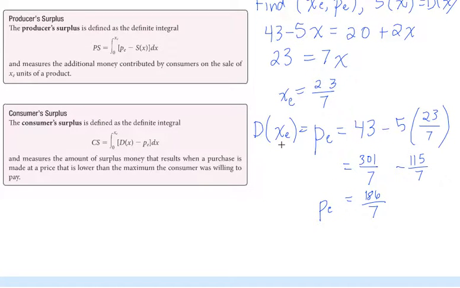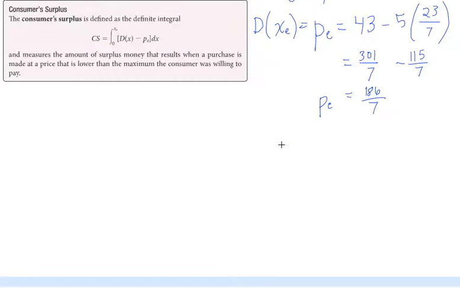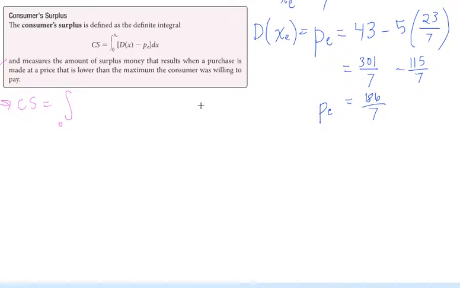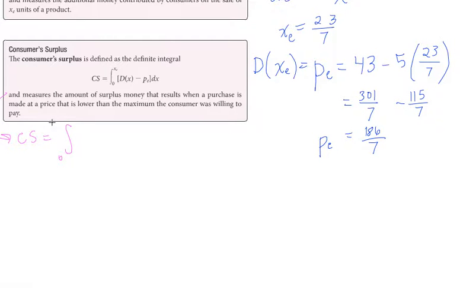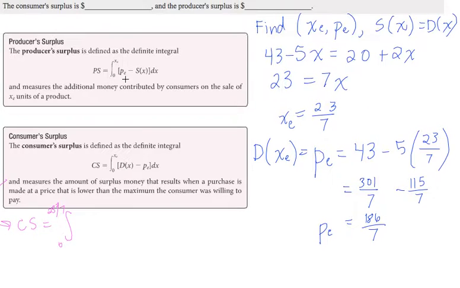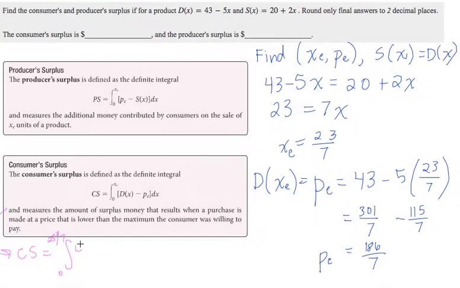So first let's find the consumer surplus. Doesn't matter what order. Find the consumer surplus first. So consumer surplus is going to be the integral from 0 to that X value, which right here is 23 sevenths, it's 23 over 7, of D of X, that is up here, 43 minus 5X minus the equilibrium price, so minus 186 over 7, dx. And from there, it's pretty straightforward and computational. Yeah, there are some fractions. In the end, you're going to round to the nearest penny, so at some point you can just round.